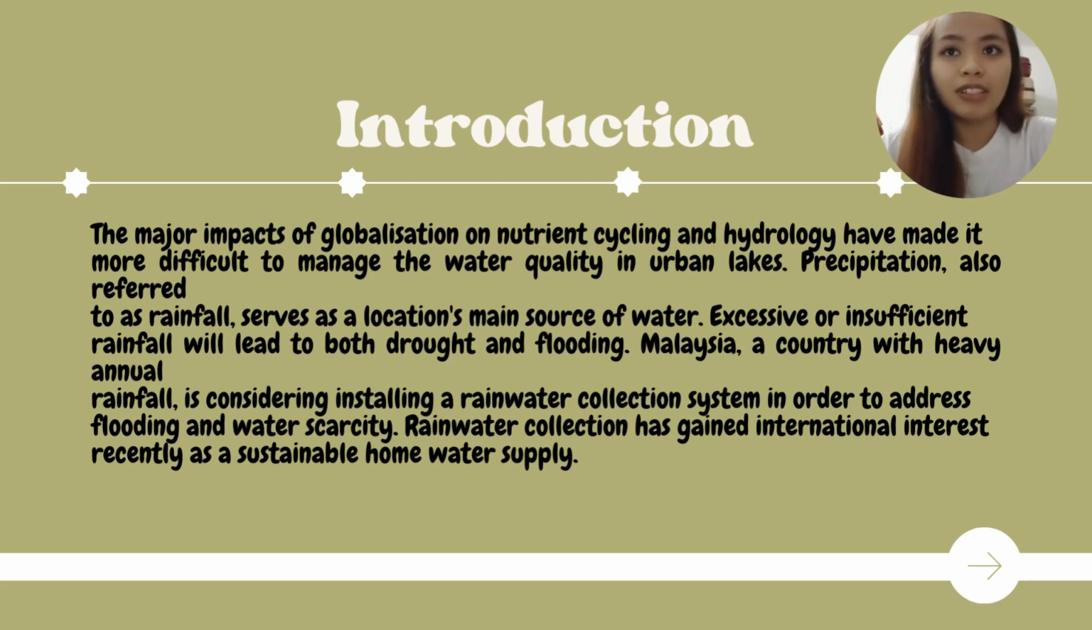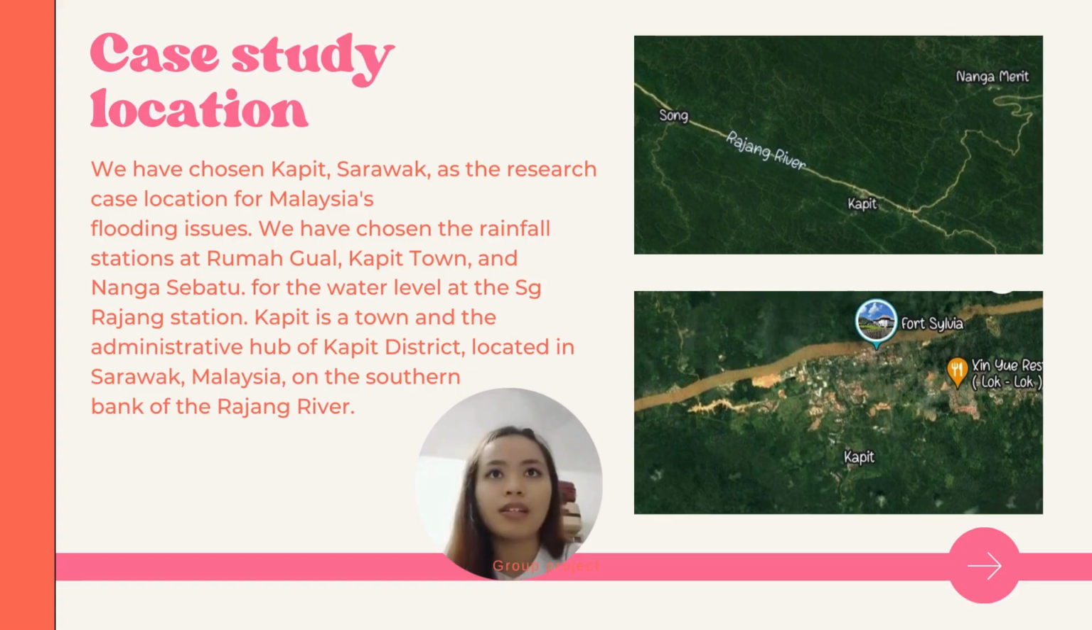Malaysia, a country with heavy annual rainfall, is considering installing a rainwater collection system in order to address flooding and water scarcity. Rainwater collection has gained international interest recently as a sustainable home water supply.